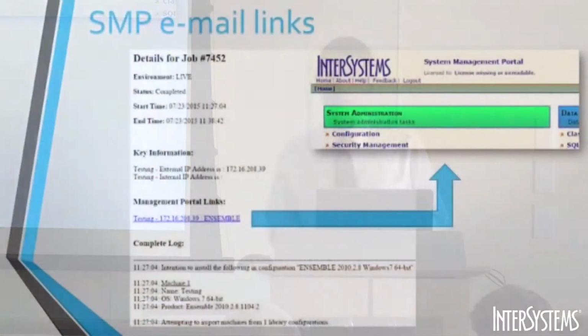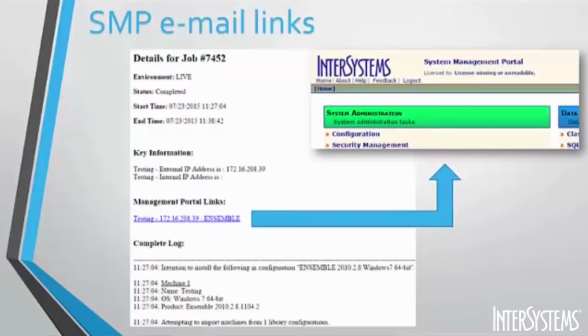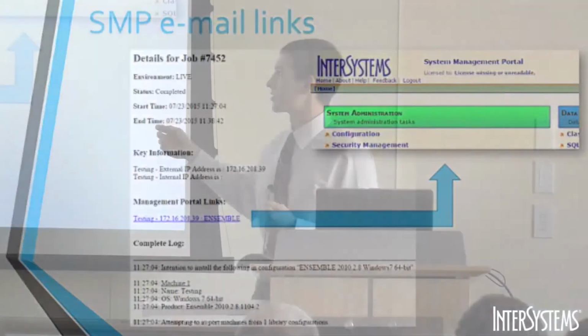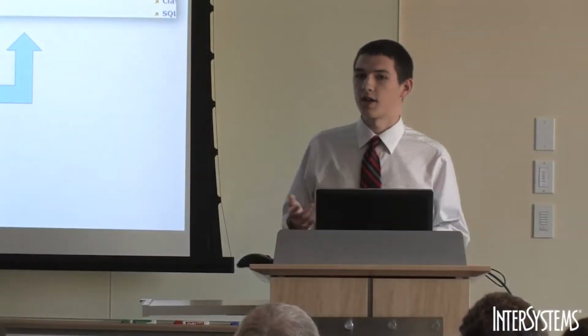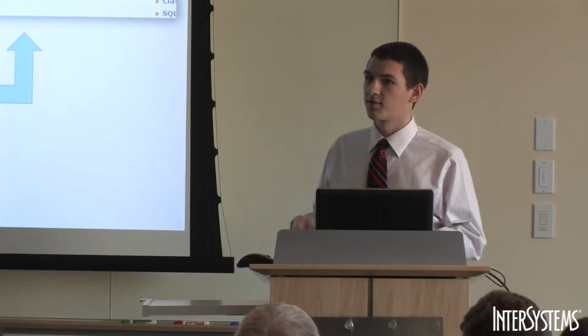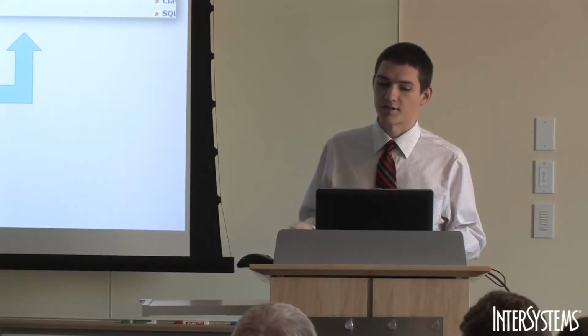I also added management portal links to the emails that vMonkey sends to you. So when you create a VM, and a lot of times people will create one and just let it run in the background and wait for the email, vMonkey sends you this, and you can click on the link, which will take you directly to the management portal in case you need to change some globals or some settings for your installation of either Cache or Ensemble.